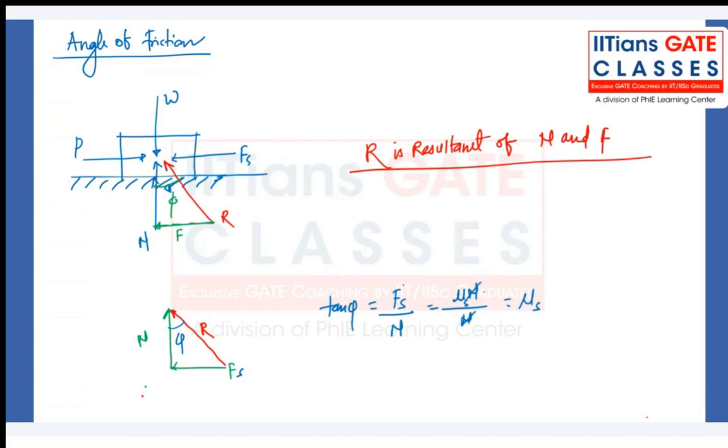The resultant of two forces, F and N, is R. Okay, R is the resultant. And the angle between R and normal reaction is phi. And tan of phi is frictional force divided by normal reaction, of course. And frictional force is mu into N, and N will get cancelled, and that's how we'll get tan of phi is equal to mu s. So phi, you can also call it the angle of static friction, because mu s is the coefficient of static friction.